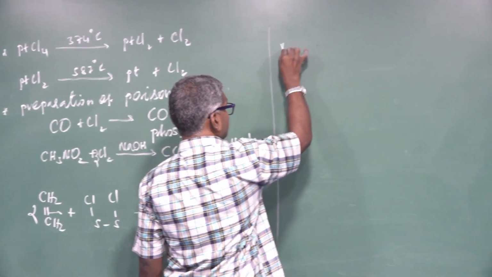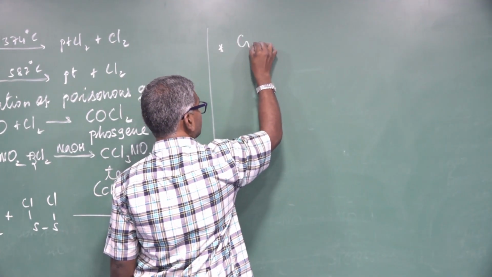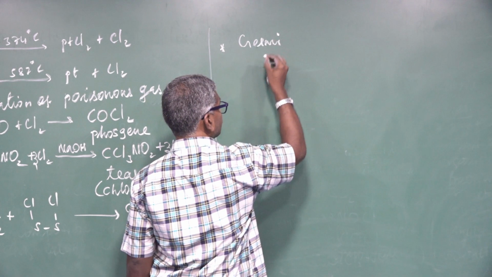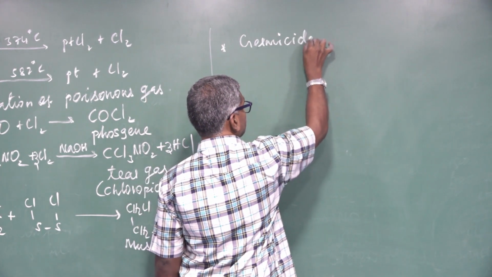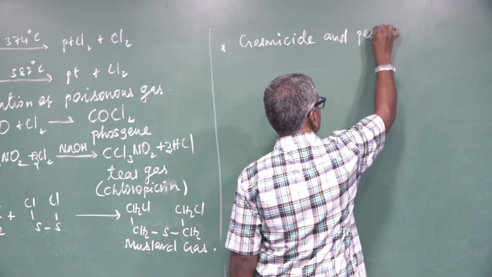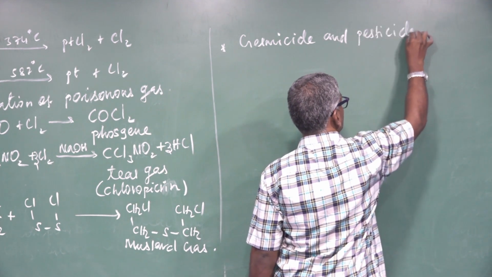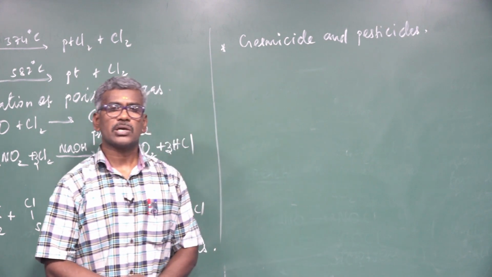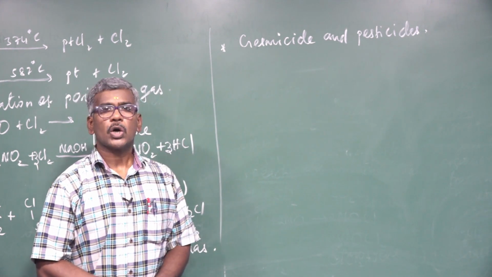Another last point, chlorine is used as a germicide and pesticide. These are the uses for chlorine.